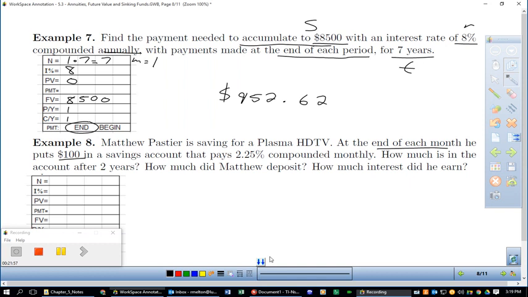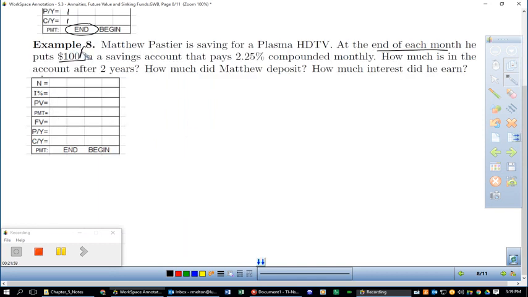Okay, so that is actually our deposit, our capital R, our payment. So minus 100 goes down there. At the end of each month, that pays 2.25%. 2.25 is I. Compounded monthly. So that means M is 12. Go ahead and fill that in.